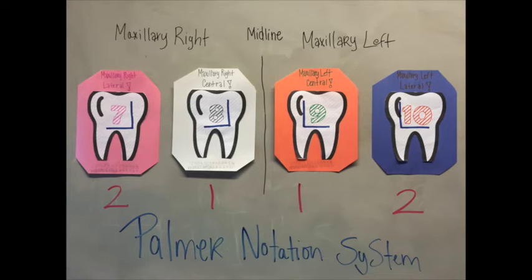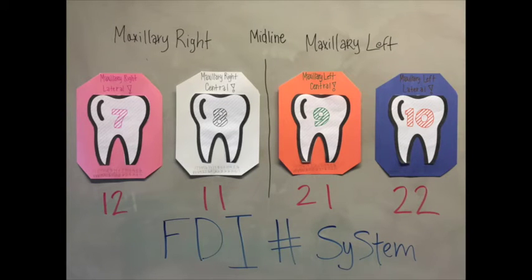The numbers sit in an L-shaped symbol that is used to identify the quadrant. The L right side up is to identify the upper left quadrant, and the backwards L is to identify the upper right quadrant. The FDI numbering system assigns each quadrant a number.